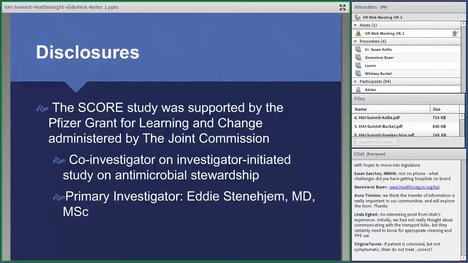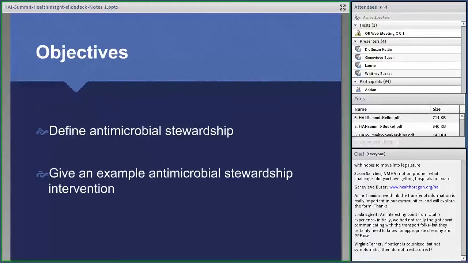So my objectives today are to define antimicrobial stewardship, because it's a term we use a lot, but may be sort of nebulous to a lot of people. And also to give an example of an antimicrobial stewardship intervention that you could potentially do at your facility.